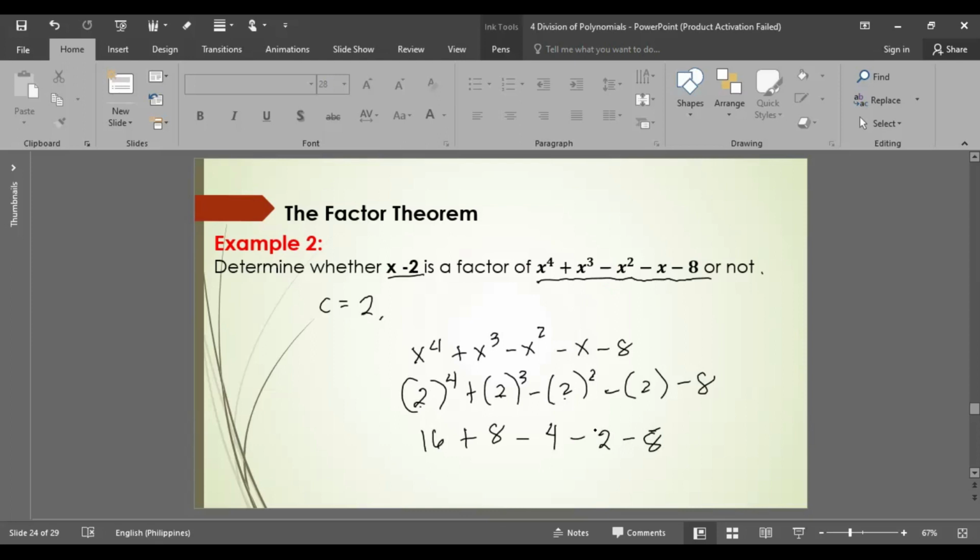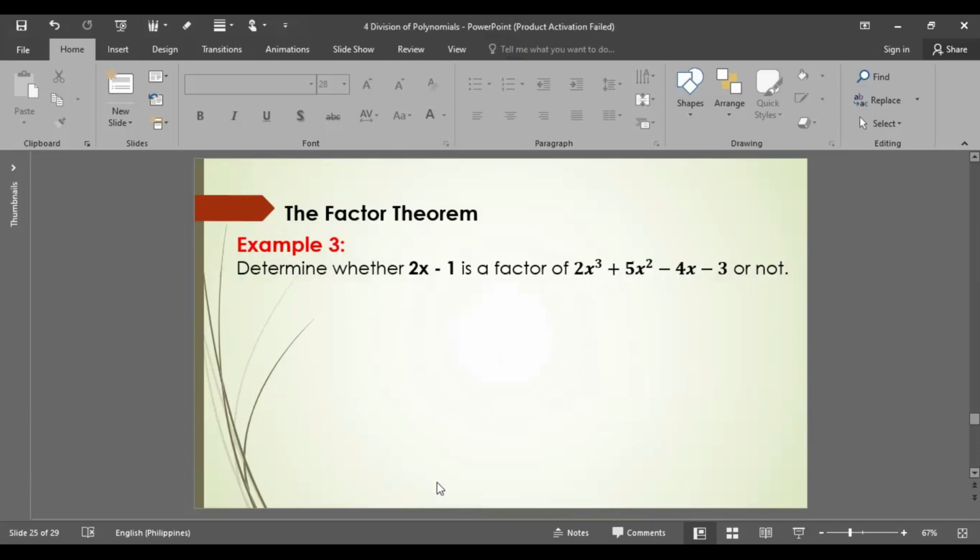Then perform the necessary operation. It's 10. So since we got 10 here, therefore, x minus 2 is not a factor of x raised to 4 plus x raised to 3 minus x raised to 2 minus x minus 8. So that's it for example number 2. Let's have the last example.